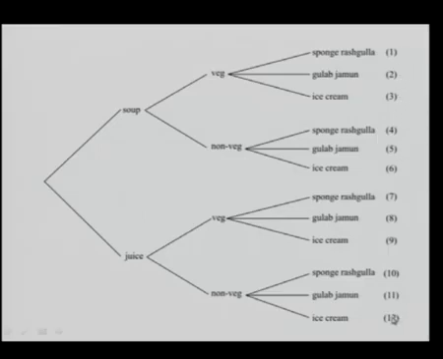and these 12 options can also be obtained using the fundamental principle of counting, which says: number of options in the first phase, into second phase, into third, 2 into 2 into 3, which is 12.